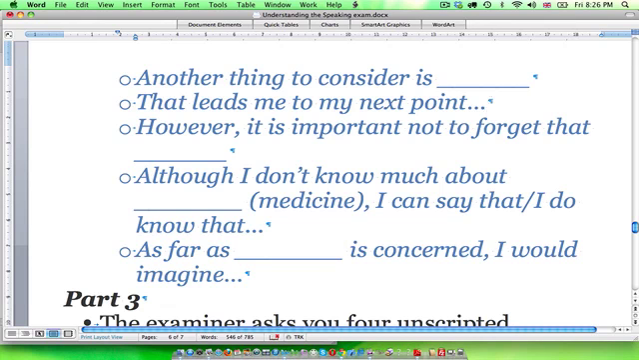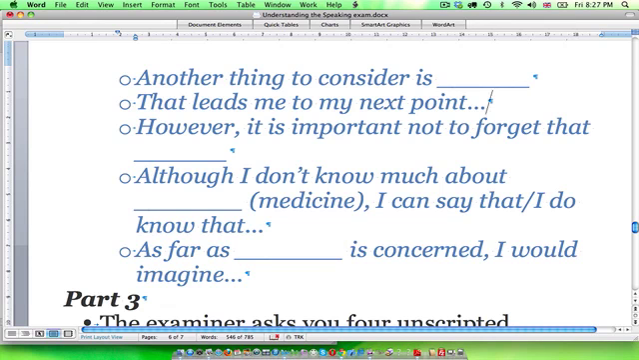And if you're saying these phrases in exactly this pattern, they can't dock you for grammar because everything I've got on the screen here is grammatically correct. However, it is important not to forget that. Okay, so if you are talking about changing something, and there may be some repercussions from that change, you might want to point those out. However, it's important not to forget that.